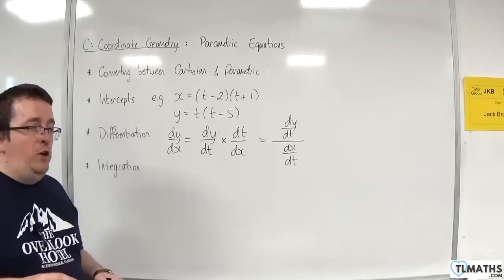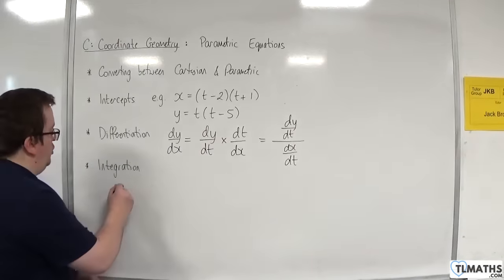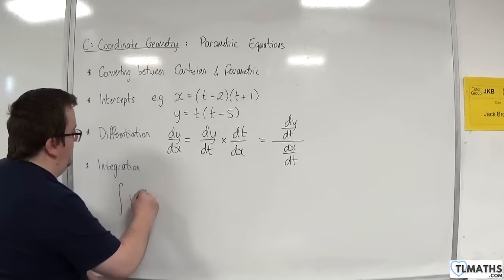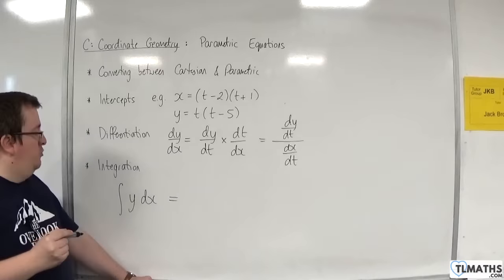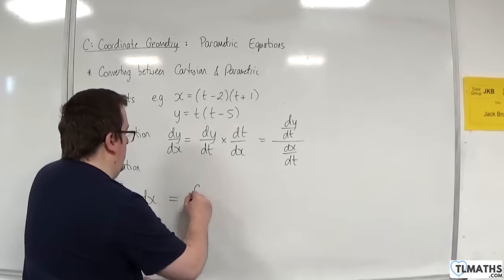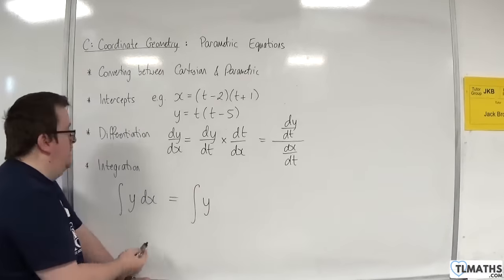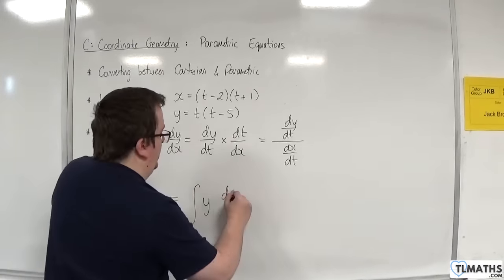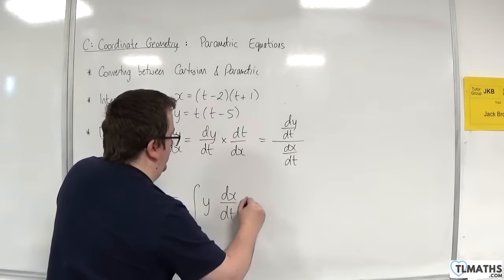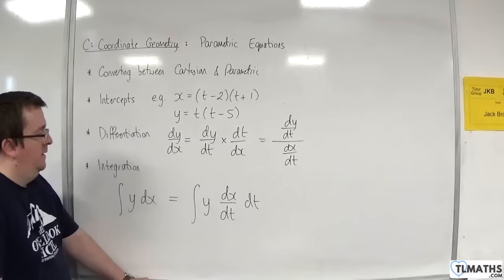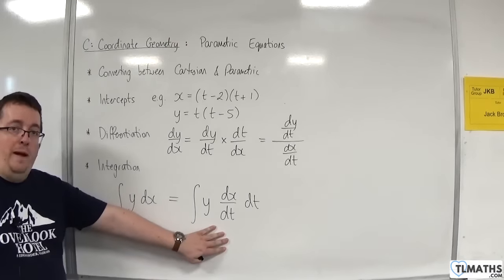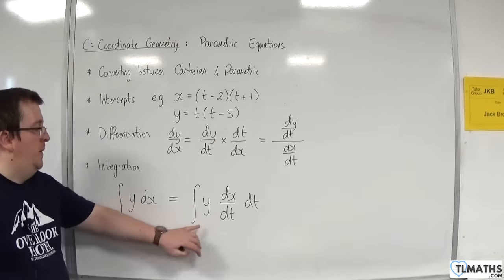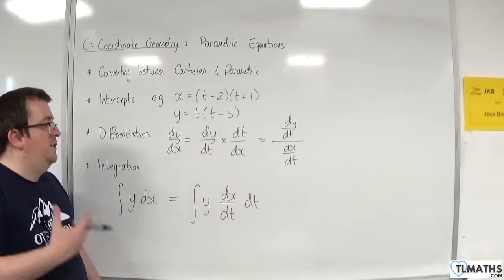Then you've got integration. So integration, normally you're dealing with ∫y dx. Okay, now if you're going to convert that into parametric integration, then you're still going to have the y, but we're going to need to introduce (dx/dt) dt. So we introduce a substitution, and that's what you work with for parametric integration between the limits of two values of t.